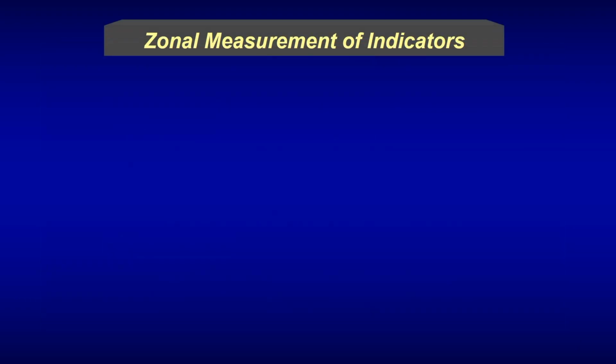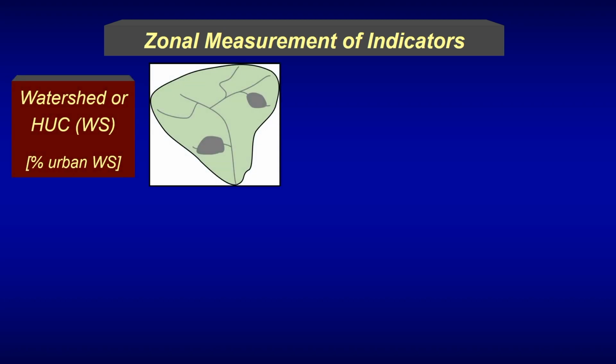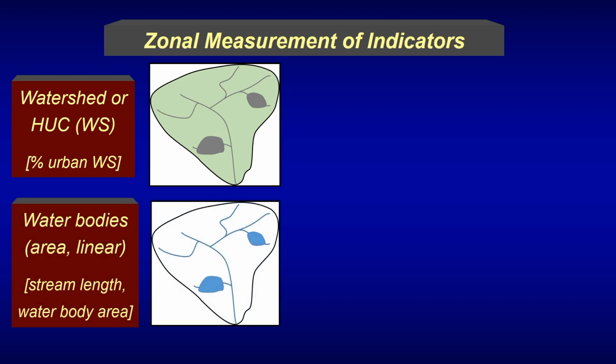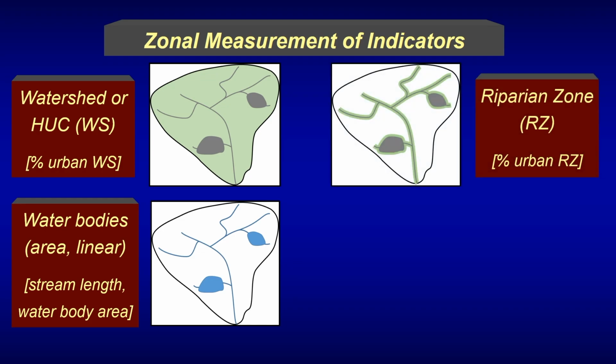Measuring the same stressor indicators in different zones adds variety to the condition-related comparisons one can make. RPS metric names include the letters WS when an attribute is measured for the whole HUC or watershed. Some measurements of water bodies are compiled as area and linear totals per HUC. Indicators with RZ in the name are measurements of a HUC's 100-meter buffered riparian zone around its surface waters.